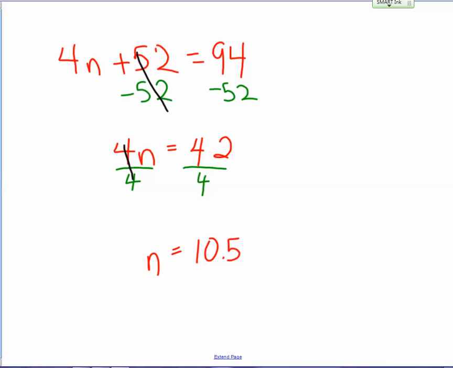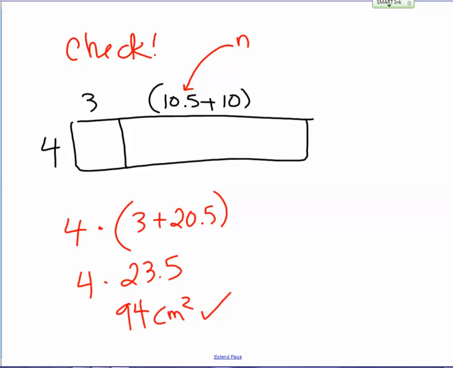And then we go back and show our check. If n is 10 and a half, 10 and a half plus 10 plus 3 is 23 and a half centimeters long, and it's still 4 wide. And 23 and a half times 4 is 94 centimeters, so we know we're right.